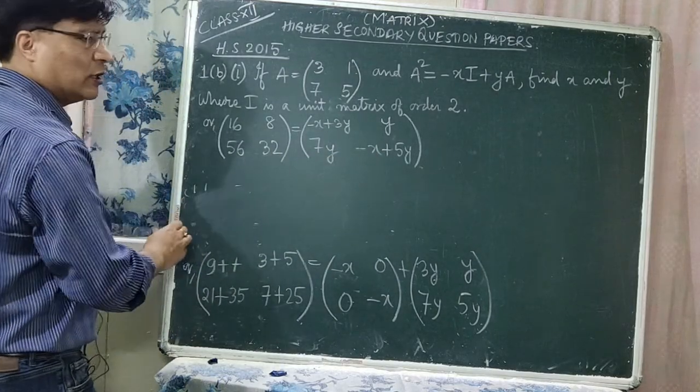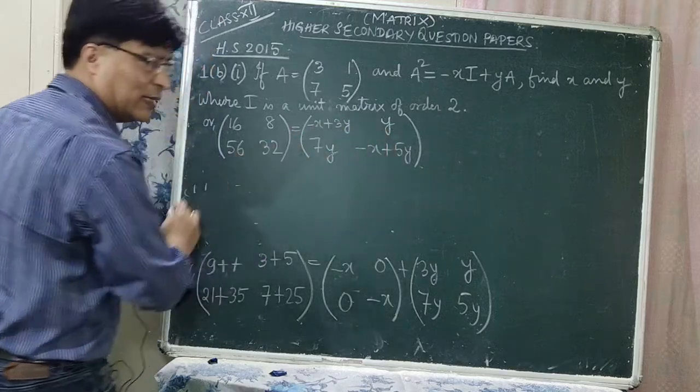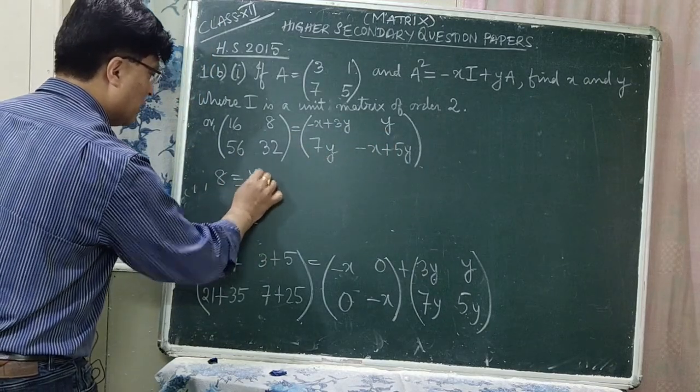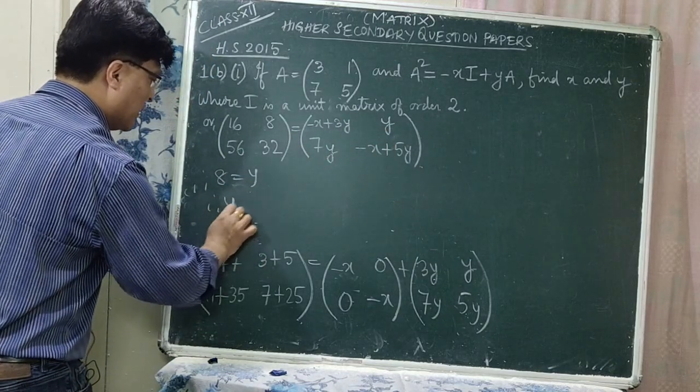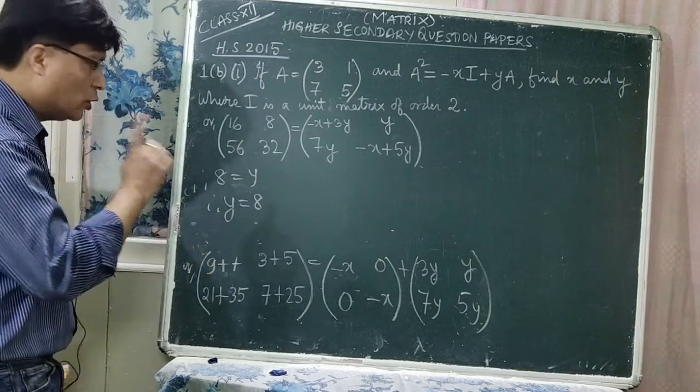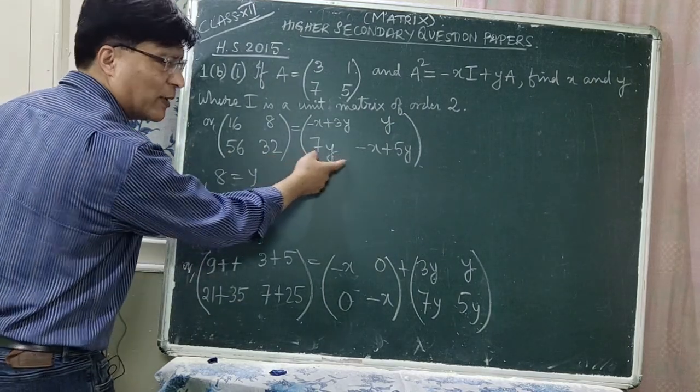So therefore, you can equate 8 is equal to y. That is 8 is equal to y. That means we get the value for y. Y is equal to 8. You can equate 56 with 7y also.